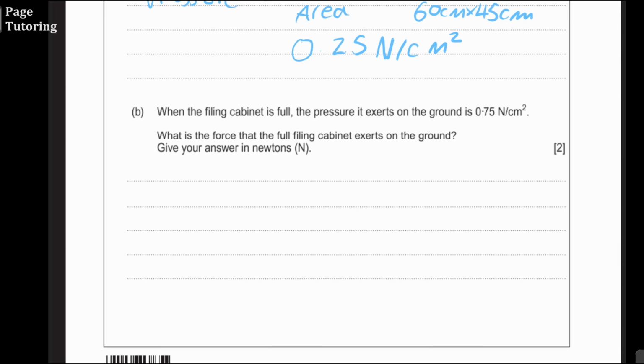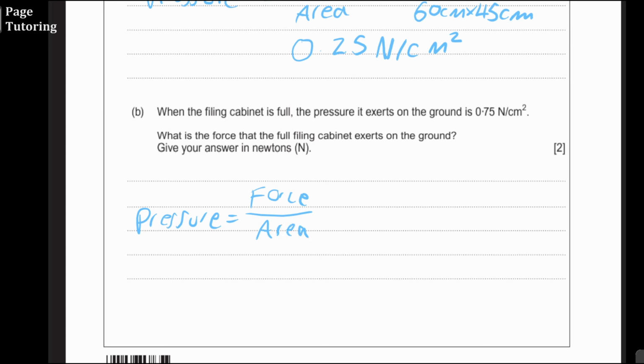Part B. When the filing cabinet is full, so absolutely filled with files, the pressure it exerts on the ground is 0.75 newtons per centimeter squared. So this time it's giving you the pressure first. It says, what is the force that the full filing cabinet exerts on the ground? Give your answer in newtons. So let's write out the equation again, and we're going to substitute in. So we've got pressure equals force over area.